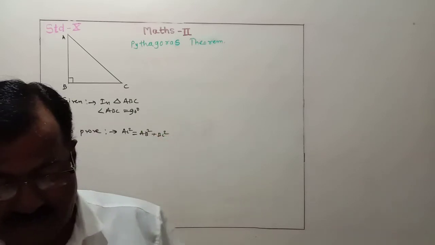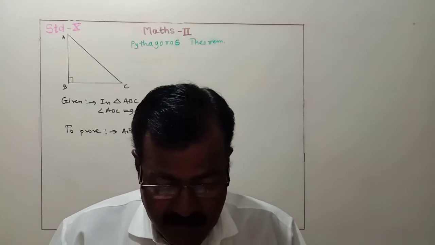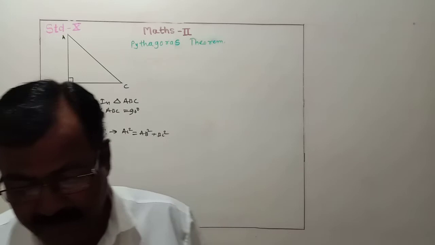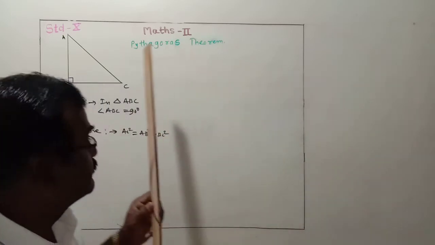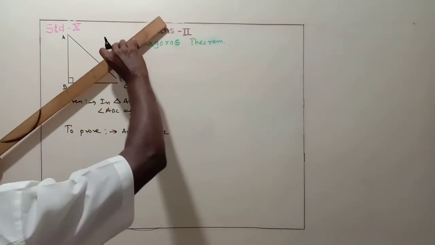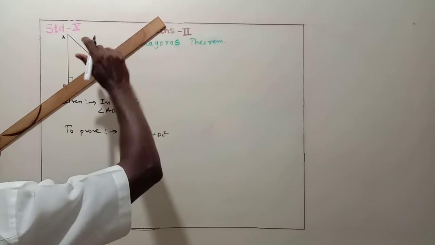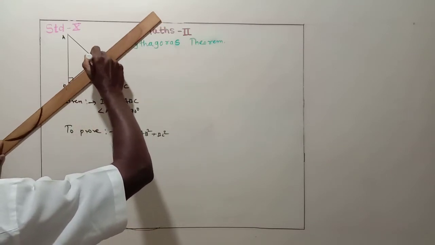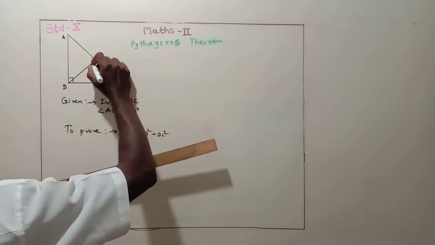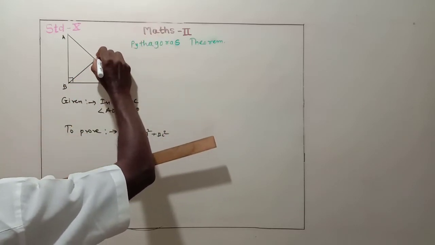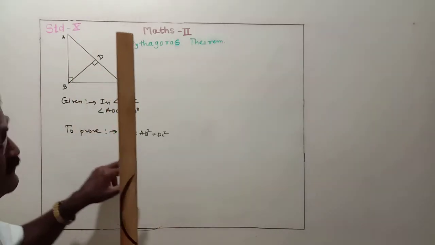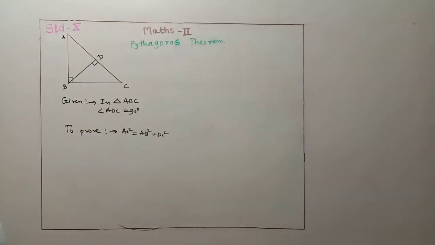For this theorem, there is a construction. Draw perpendicular segment BD on side AC. Means draw segment BD on hypotenuse AC. This is construction. Write these constructions below to prove. Then proof.